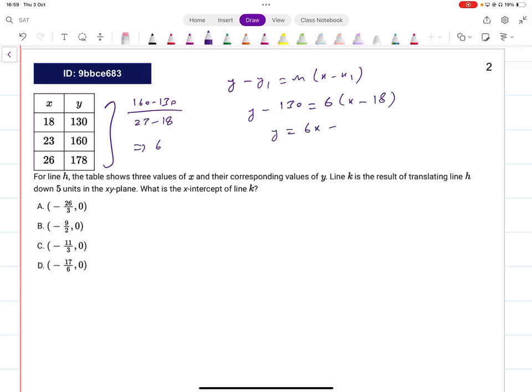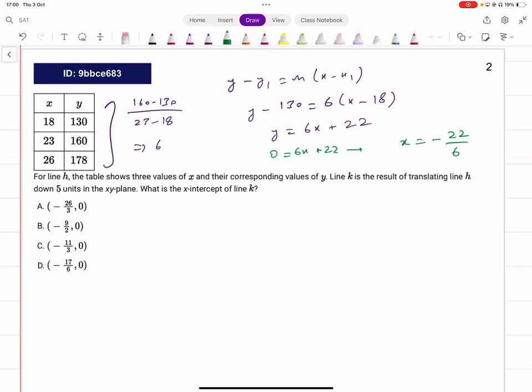y equals 6x minus 18 times 6 is 108. Minus 108 plus 130, sorry. That's 22. That's the equation. Okay. What's the x-intercept of this line? Put y equal to 0 for x-intercept. x equals minus 22 over 6. That's the x-intercept of this line.